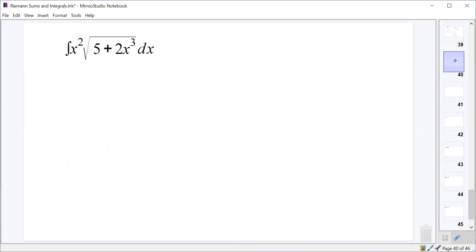The integral of x squared root 5 plus 2x cubed. So generally, whenever we do these u substitutions, we want u to be the interior of some other function. Right, so it's kind of like what would be in the parentheses of the more complicated part of it. So it's going to be u equals 5 plus 2x cubed. Okay. So if u is 5 plus 2x cubed, what is du going to be?